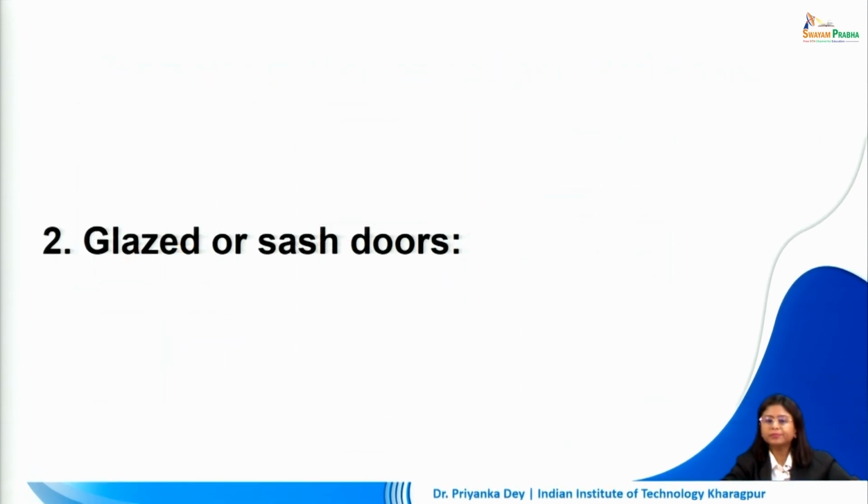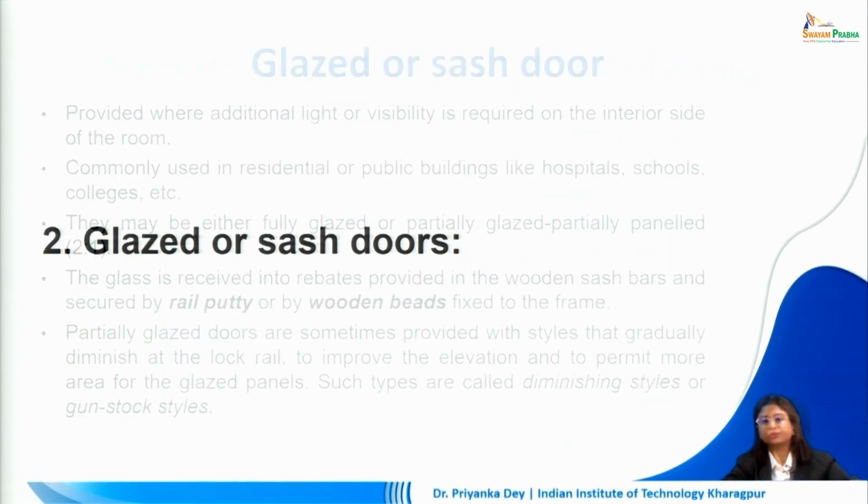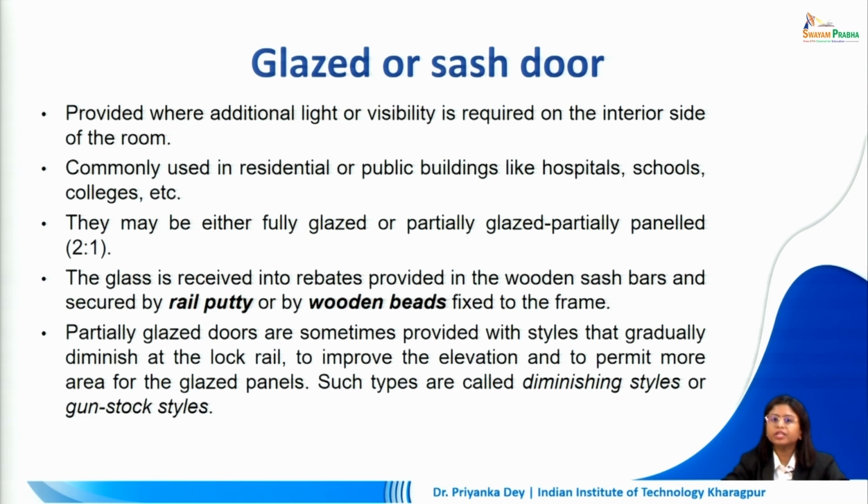The next type is called glazed or sash doors. This is provided where additional light or visibility is required on the interior side of the room. In some cases we would like some amount of daylight to enter the space. We wouldn't want a completely opaque door which will reduce the amount of light coming into the space. So this is very commonly used in residential or public buildings like hospitals, schools, colleges, etc. They may be either fully glazed or partially glazed, partially panelled.